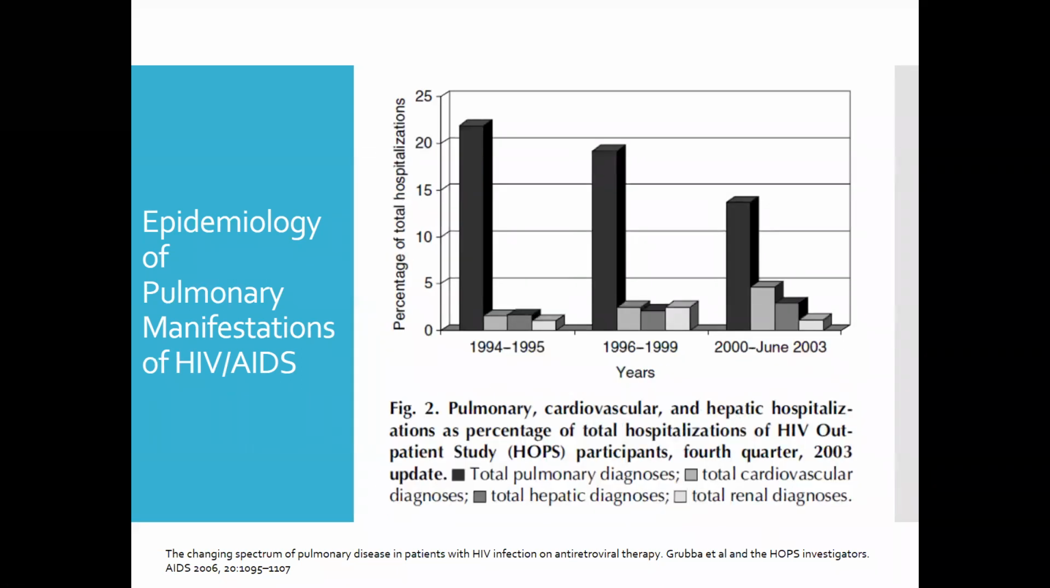Now, this bar graph is a representation of the other organ systems, showing total hospitalizations depending upon a particular organ system. The black bar is pulmonary reasons for hospitalization, and that has been decreasing. The second bar represents cardiovascular reasons for hospitalization, and we are seeing that more and more HIV patients are being admitted for cardiovascular reasons as opposed to pulmonary conditions.